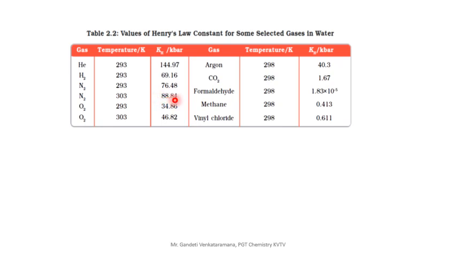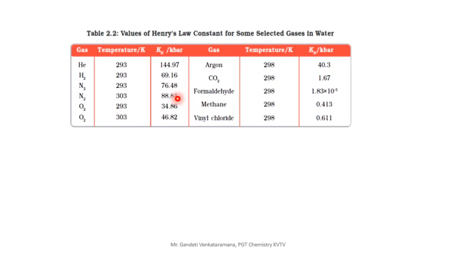88.84. Means when temperature increases from 293 to 303, Kh value also increases. Means when Kh increases, solubility decreases. Already we have discussed, it has been told to you that when Kh increases, mole fraction X value decreases, solubility decreases. So temperature increases from here to here, Kh value increases, so solubility decreases.